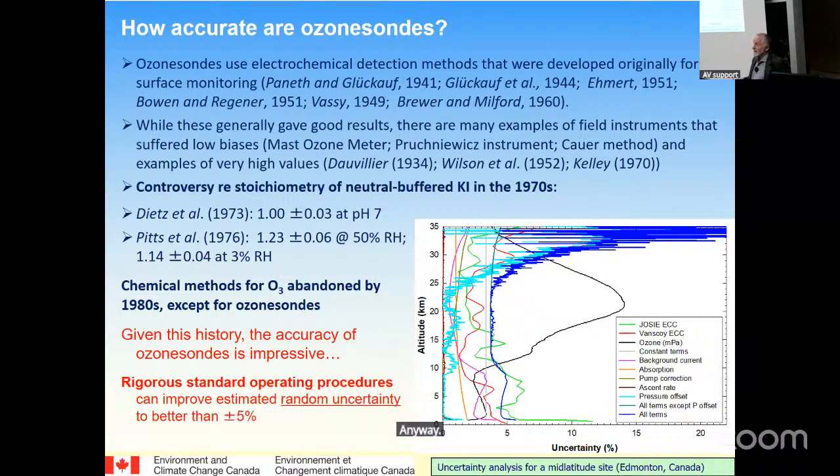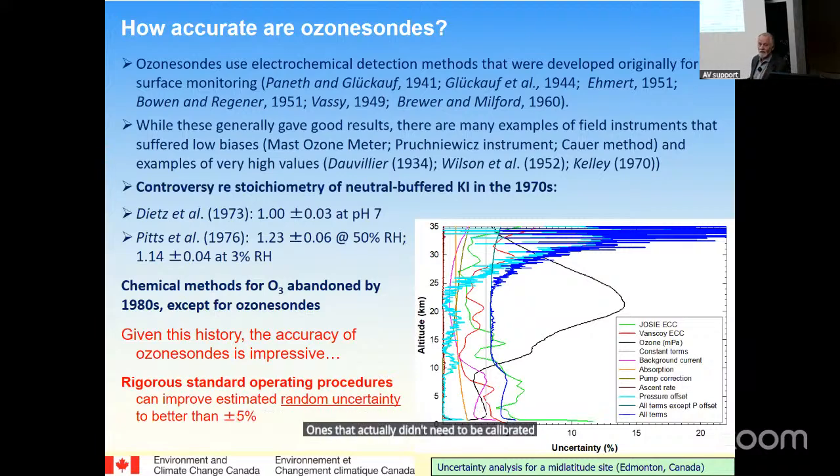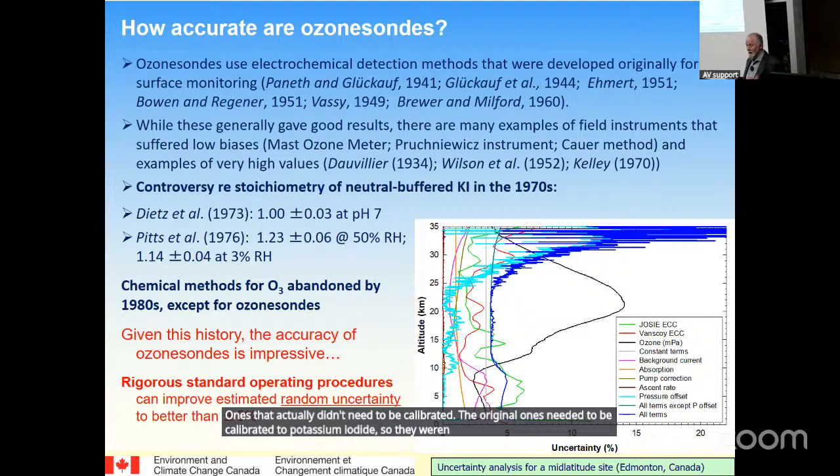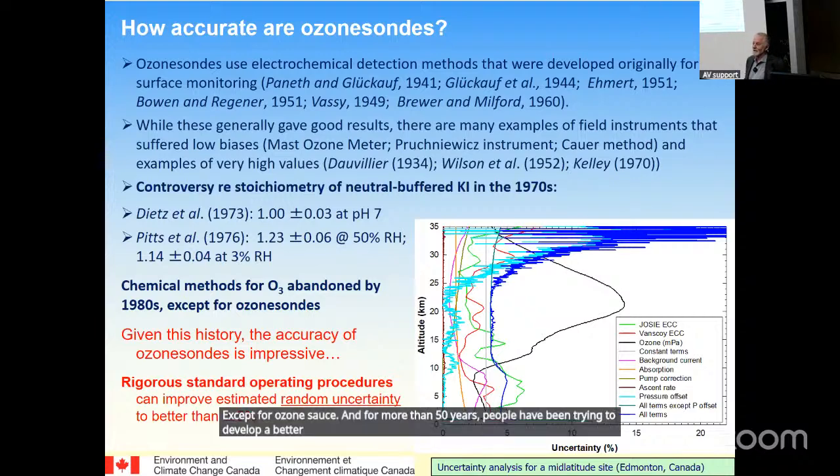Anyway, by the 1980s, when benchtop UV analyzers became available, ones that actually didn't need to be calibrated. The original ones needed to be calibrated to potassium iodide, so they weren't any help really. But once they became stable enough to be independently calibrated or hold their own calibration, the potassium iodide method was largely abandoned, except for ozone sondes. And for more than 50 years, people have been trying to develop a better ozone sonde, and they've not succeeded.